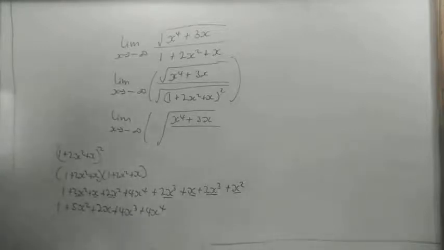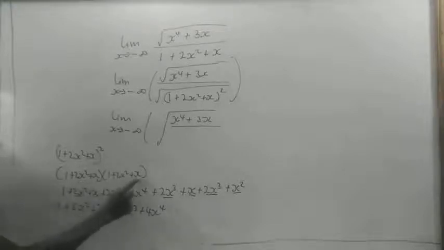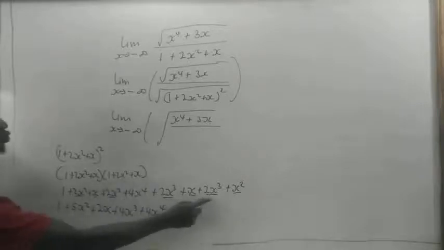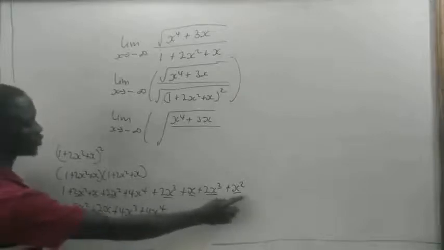In fact, let's go back to check if our multiplication is correct. 1 times the whole of this will give us 2x squared plus x. 2x squared times 1 gives us 2x squared. 2x squared times 2x squared gives us 4x to the power 4. And 2x squared times x will give us 2x cubed. X times 1 is x. X times 2x squared will give us 2x cubed. And x times x will give us x squared.